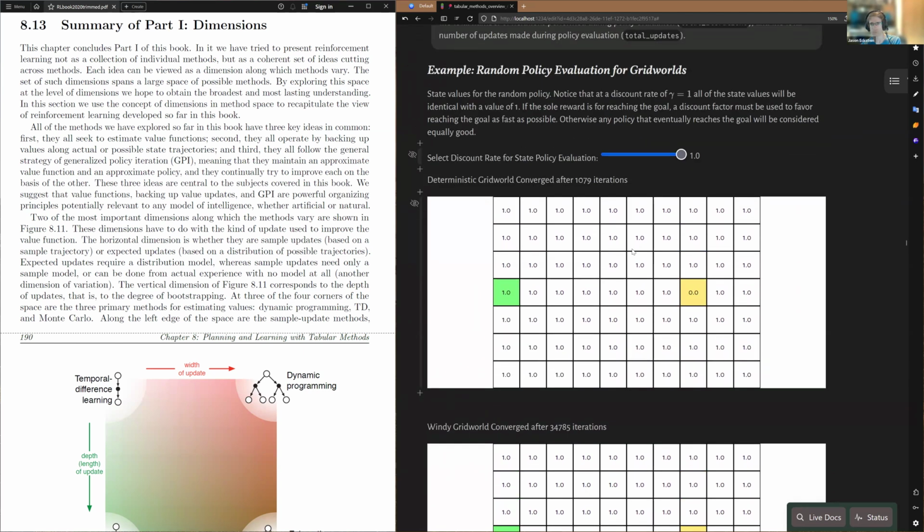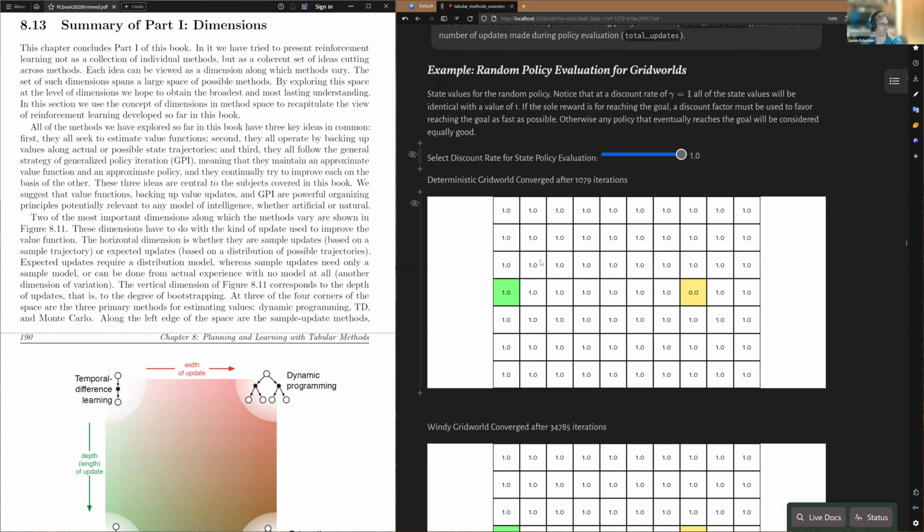So I hope that makes sense. Right, if there's no discounting, these all just produce the reward of 1. Now, if I make this discount rate less than 1, then, well, maybe I'll ask: can people infer what the value should look like? Again, this is for the random policy.